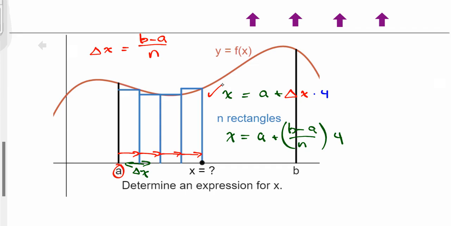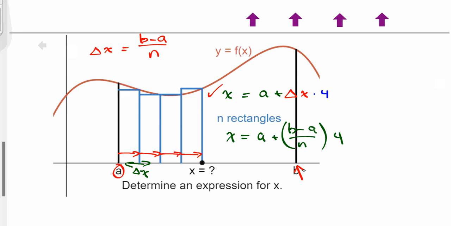Yeah, sure, yeah. 4 be n. No, because n, if that was n, then we'd be at this end. Right? Because we have n rectangles in total. But I'm just looking at this point. Okay.